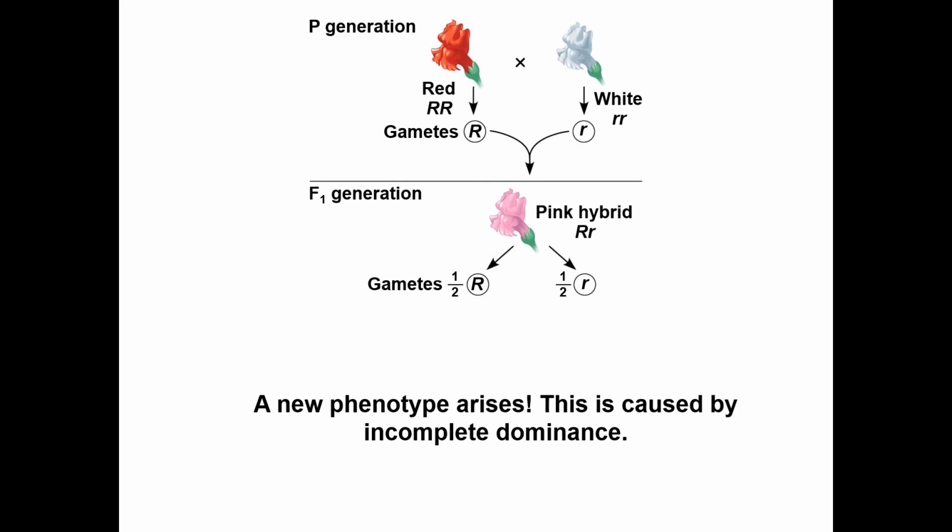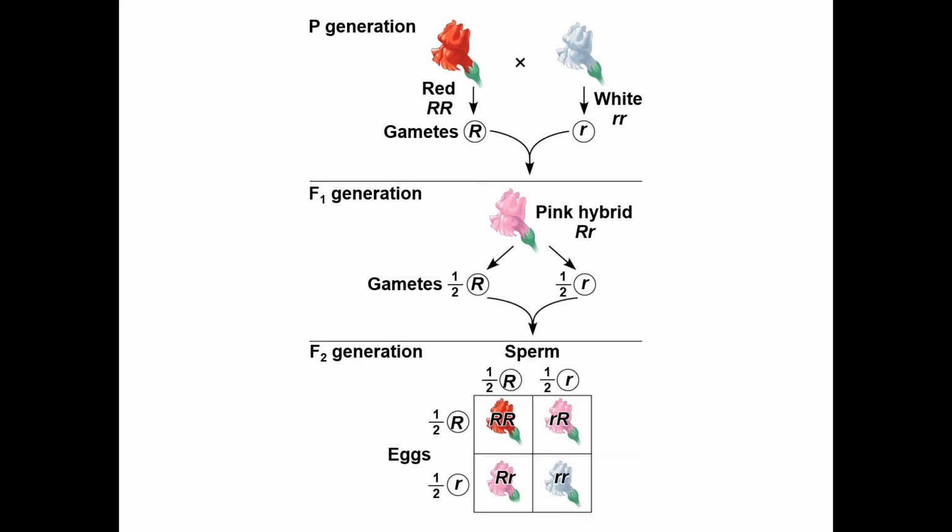Incomplete dominance happens when one allele of the dominant gene is not enough to give the dominant phenotype. In this situation, you will end up with 1 red, 2 pink, and 1 white. When incomplete dominance happens, the phenotypic ratio is going to be the same as the genotypic ratio. In this case, that's 1 to 2 to 1.